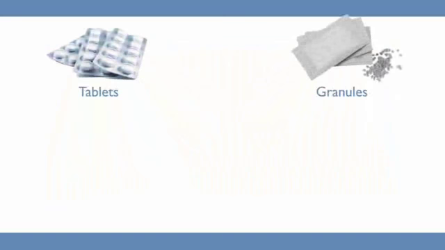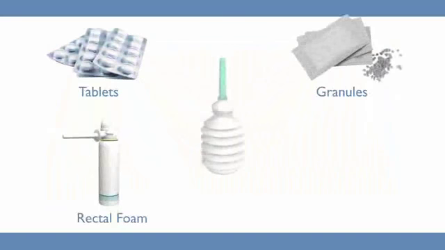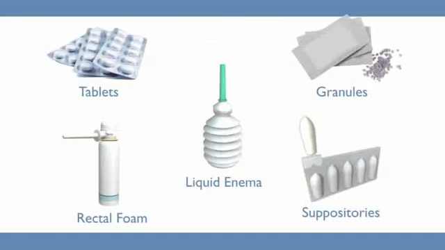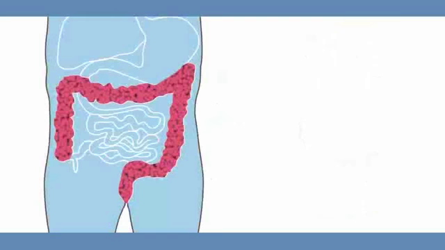Treatment options include oral therapy, tablets or granules, and rectal therapy, foam and liquid enemas and suppositories, depending on where the disease occurs. If there is pancolitis, the inflammation extends beyond the reach of enemas alone, and an oral therapy will be required on its own or in combination with rectal therapy.